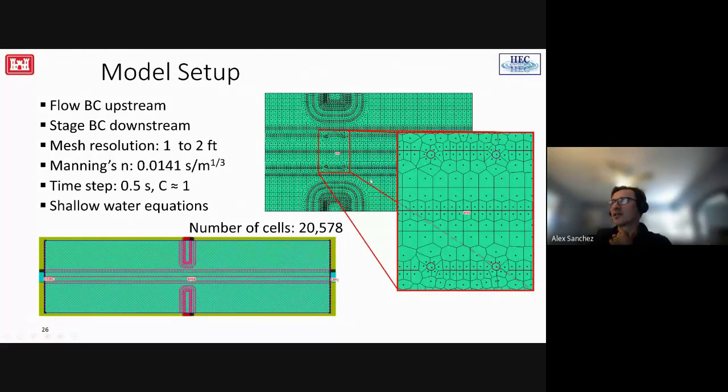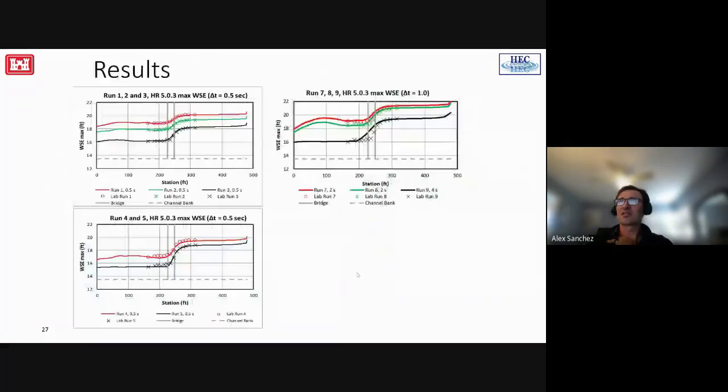This is a zoom in of the mesh near the bridge, and they set up break lines to capture the terrain, and also the piers are represented in the mesh. And this was run with about 20,000 cells and the shallow water equations. This shows the water surface profiles for various runs that were done for that flume experiment. And in general, the model did a pretty good job of representing the flow and the water surface elevation through the bridge, the energy losses.